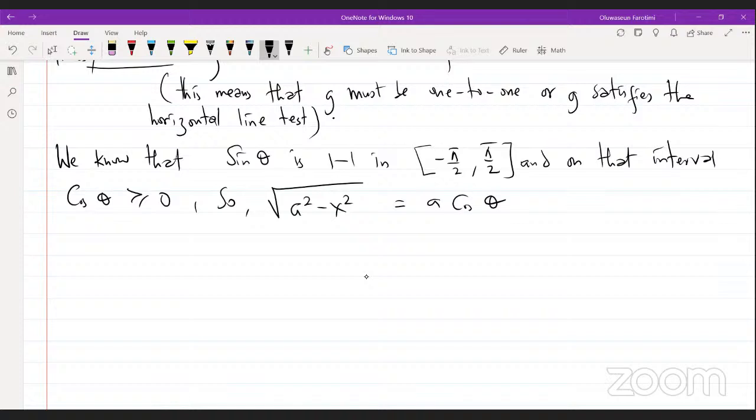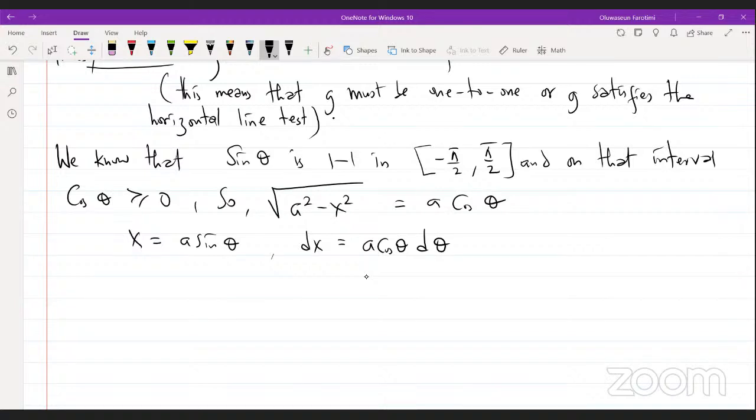Right? And remember, what kind of substitution did we make? We made a substitution such that x is a sine theta. So what is dx? Dx is just going to be cosine of theta d theta. Now, let's see the implication of these.